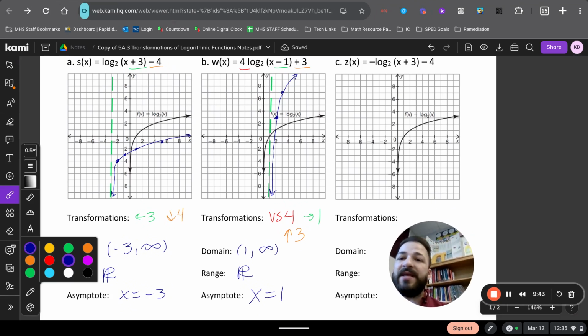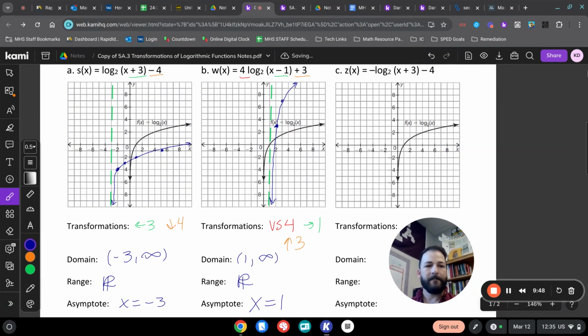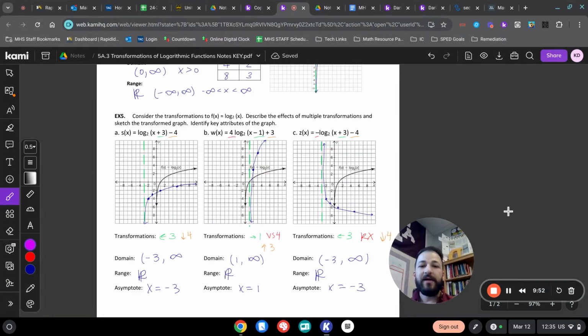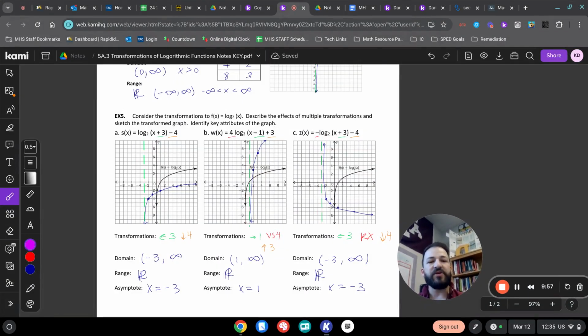So go ahead and pause me, and then I'll go over C. All right, let's talk about C. So we should see a reflection across x, that negative in the front, a shift left by 3 because of that plus 3, and then a shift down by 4 because of that minus 4. That's going to be almost the same as A, except that reflection.